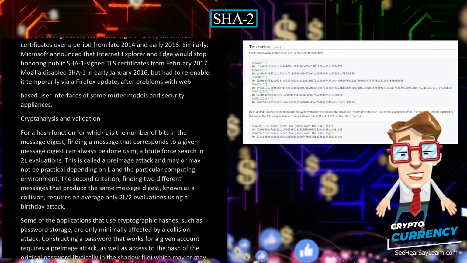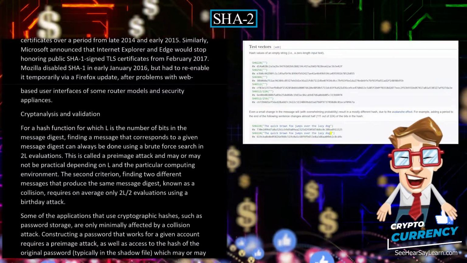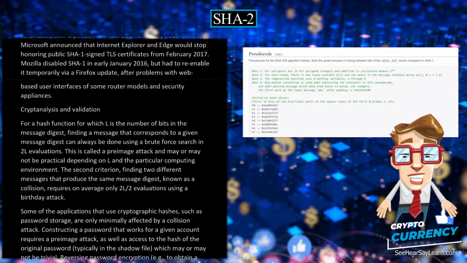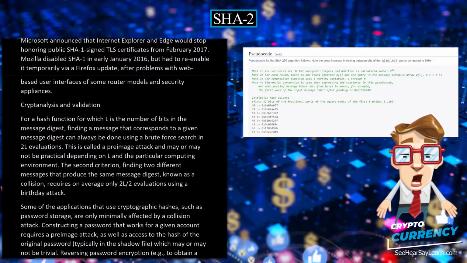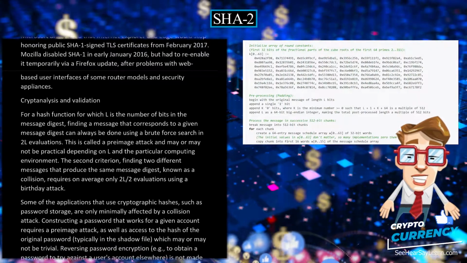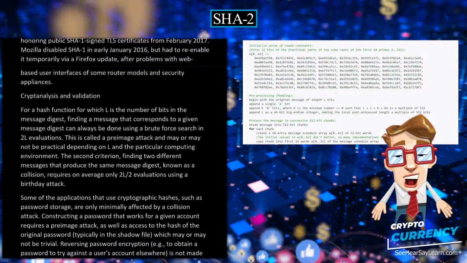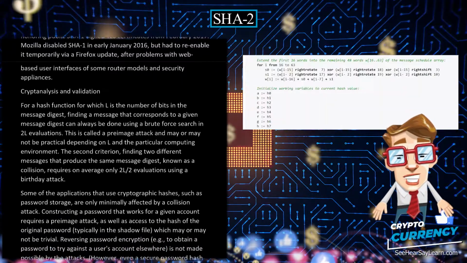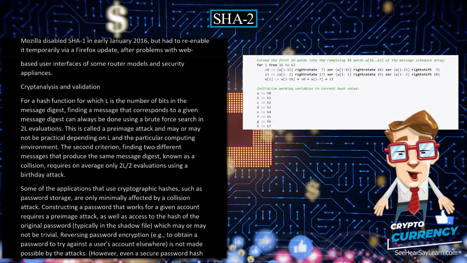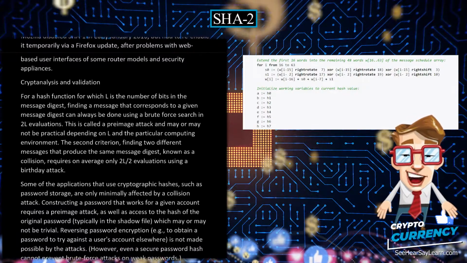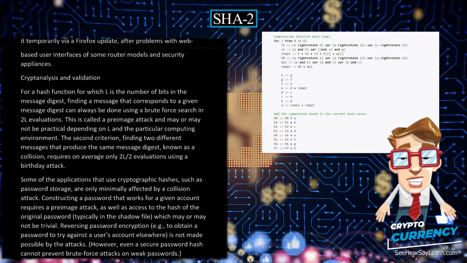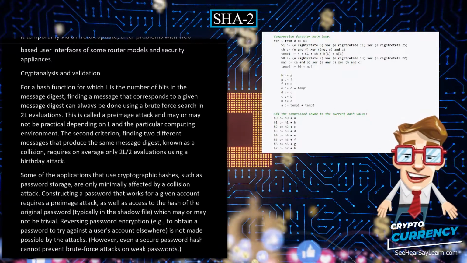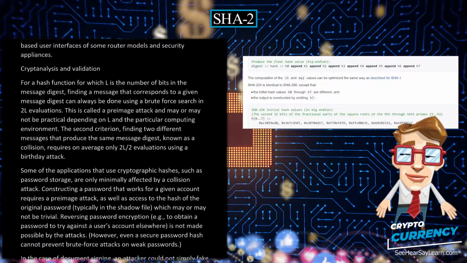Similarly, Microsoft announced that Internet Explorer and Edge would stop honoring public SHA-1 signed TLS certificates from February 2017. Mozilla disabled SHA-1 in early January 2016, but had to re-enable it temporarily via a Firefox update, after problems with web-based user interfaces of some router models and security appliances.